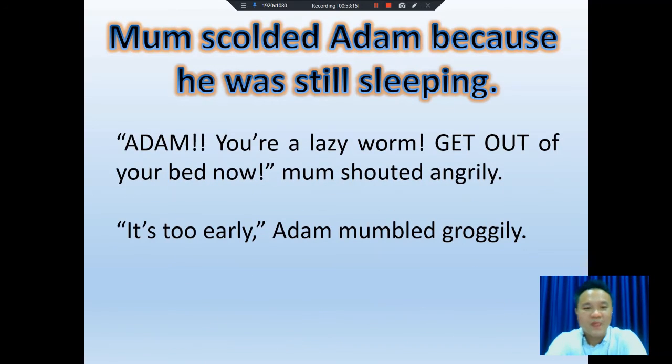So here: "Adam, you're a lazy worm. Get out of your bed now," Mom shouted angrily. "It's too early," Adam mumbled groggily. Okay, so compare the dialogue with the sentence I gave you. Which is more interesting? Do you see the effects? Do you see the difference of using dialogue?